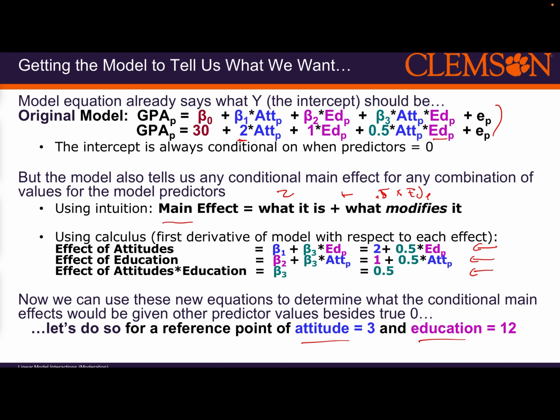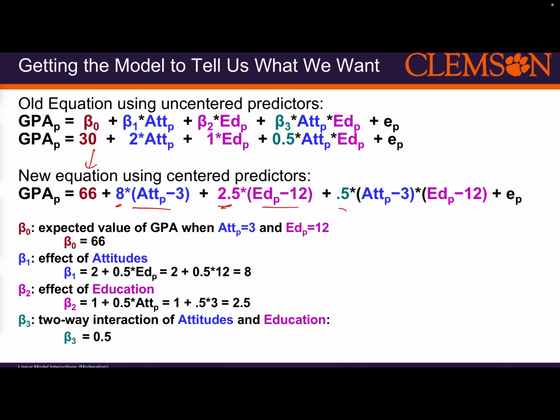That's not a coincidence. It's mathematics for you right there. So the expected value of GPA when attitude is 3 and education is 12. Remember, that's their 0 point for each, the intercept. That's what it represents. What does the conditional main effect of attitude represent? It represents beta 1. So we have to think about what it was before, 2, times what it modifies it, so 0.5 times education. And because we centered education at 12, we have to add 12 to it to get to the 0 point, leaving us with a value of 8.